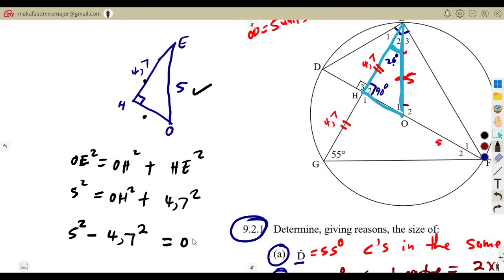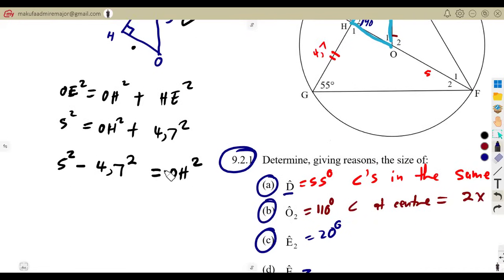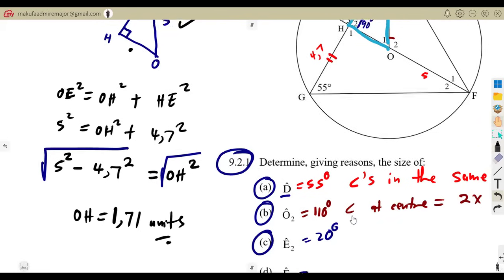It is equal to OH squared. So to determine OH, simply introduce the square root. Square root here, the square root here. You have your OH. So OH is going to be the square root of 5 squared minus 4,7 squared. That was going to give us the length to 2 decimal places. It was going to be 1,7058, which is 1,71 units. That's the length of OH using the Pythagoras theorem.